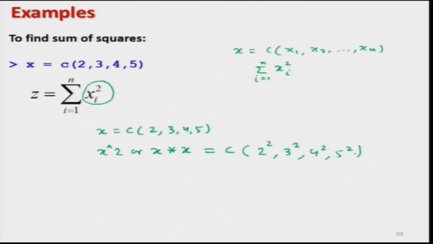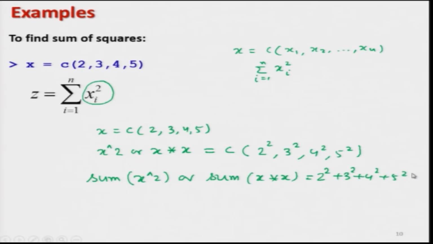And now I need to find out the value of the sum of 2 square, 3 square, 4 square, 5 square. So now I can use the built-in function sum(x^2) or sum(x * x), and this is going to give me the value of 2 square plus 3 square plus 4 square plus 5 square.